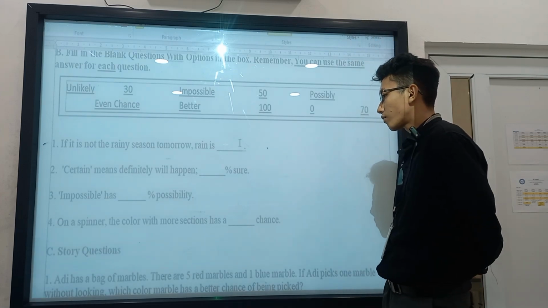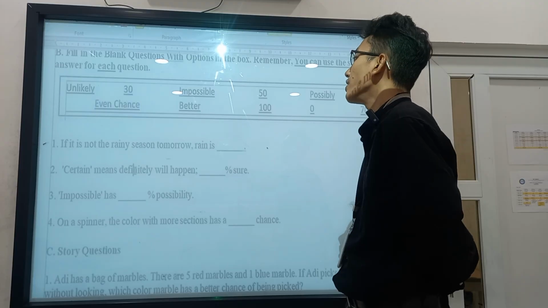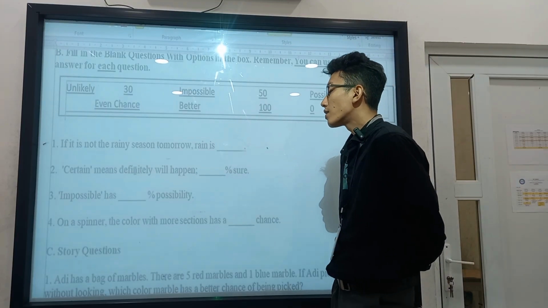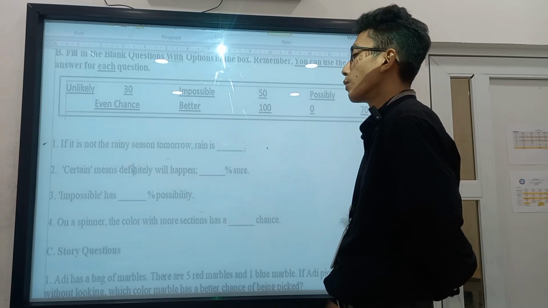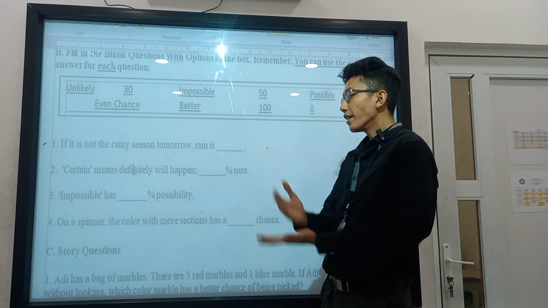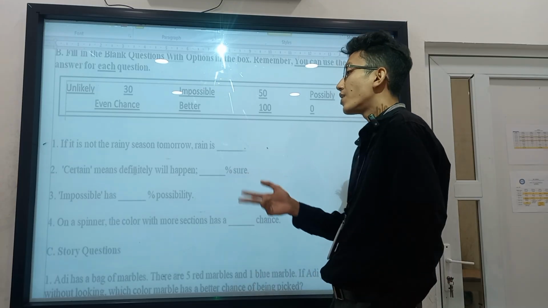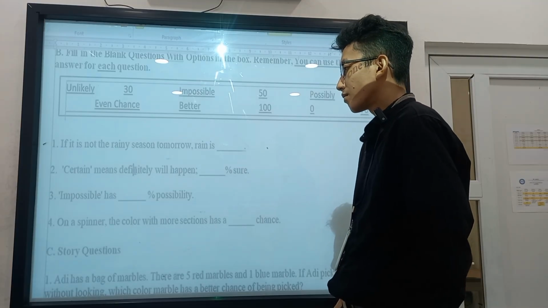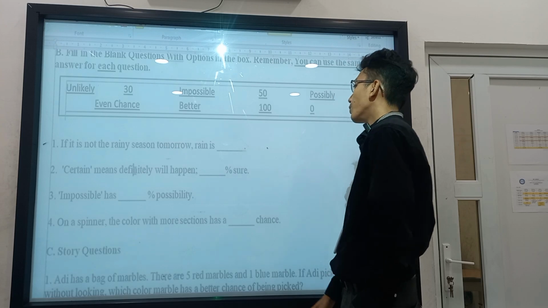Okay. How about this one, sir? Even chance. What does it mean? Even chance means it is 50-50. It has the same chance of something happening. Example: if you toss a coin, it is head or tail. It has the same chance, the option between tail and head only, right? Yeah, okay, I see. 50% and 50%.